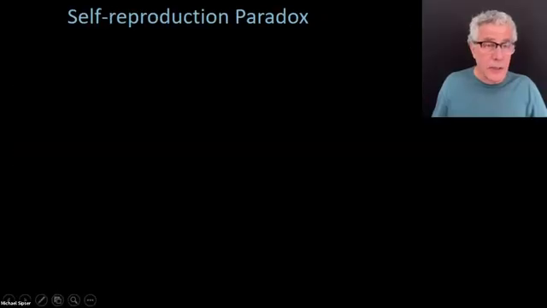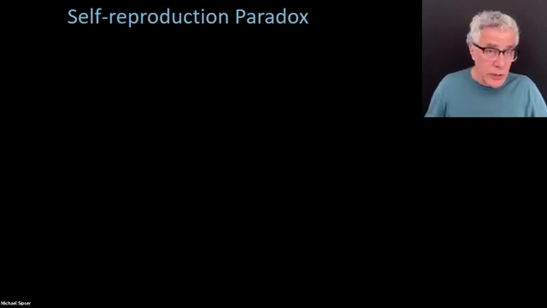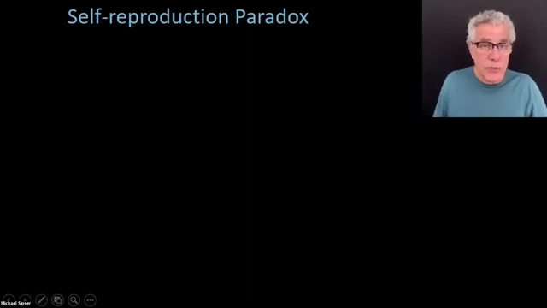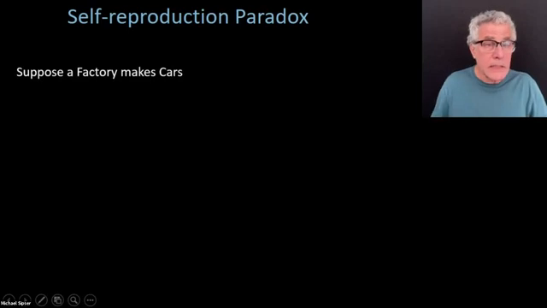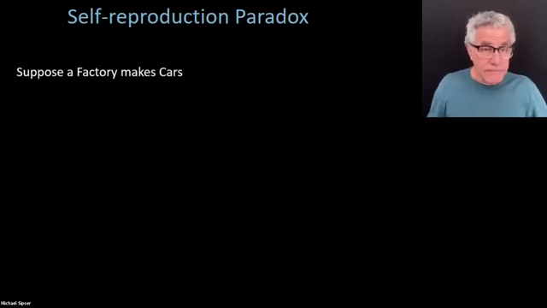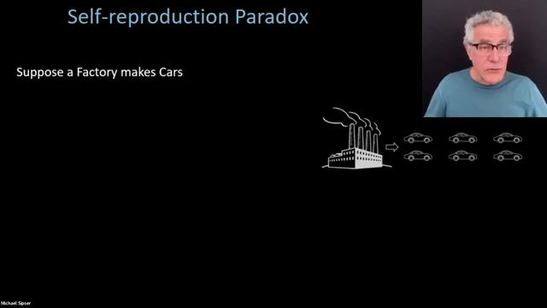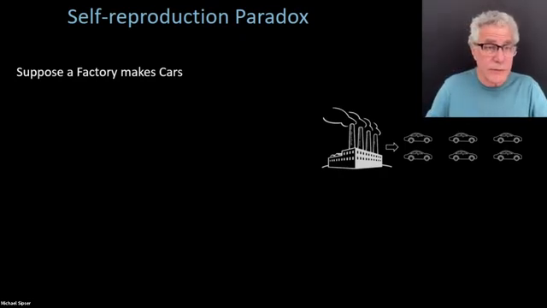Okay, so today's topic is about self-reference, self-reproducing machines, and the broader topic called the recursion theorem. Let me introduce it with what I would call the self-reproduction paradox. Suppose you have a factory, like a Tesla factory, a car manufacturing factory. Here's a picture of that factory, and it's producing cars. So we have a factory that makes cars.